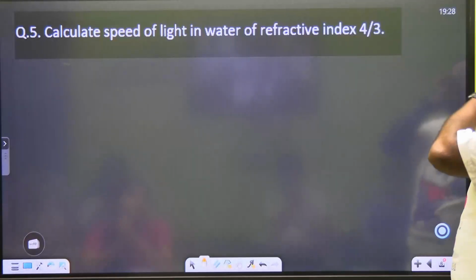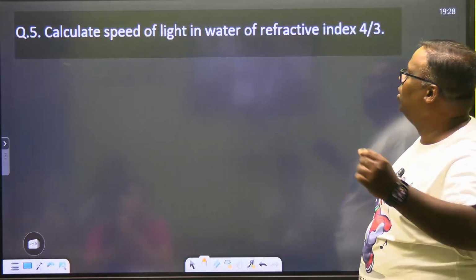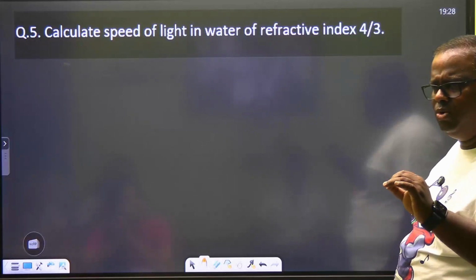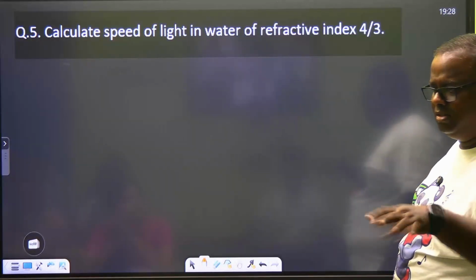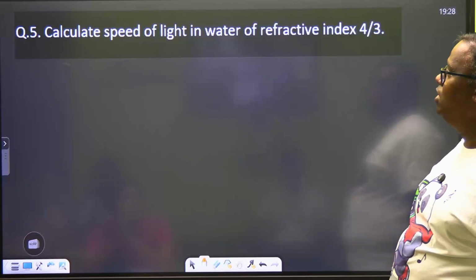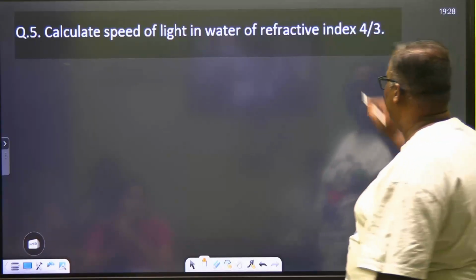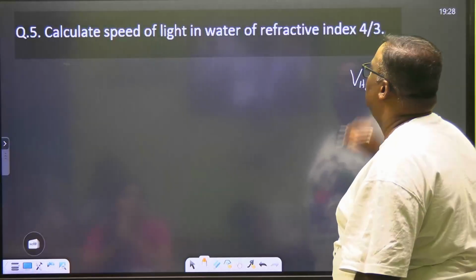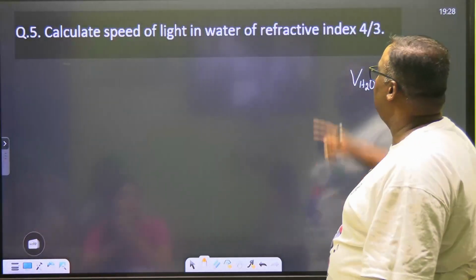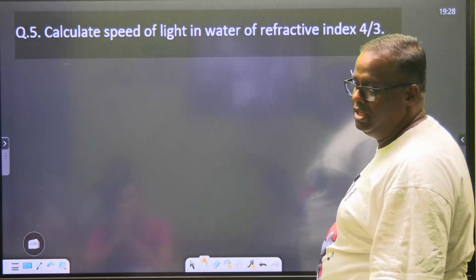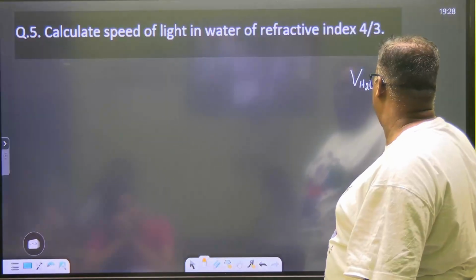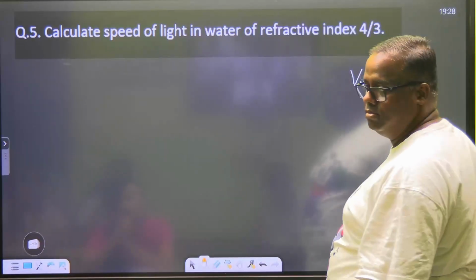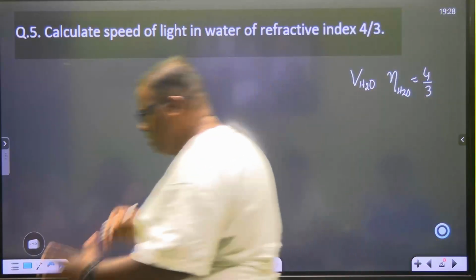Can you now do this? Calculate the speed of light in water of refractive index 4/3. Don't just straight away start taking up your book and getting formulas. What have they asked you? Speed of light in water. Basically, the question is asking me to find V of H2O. And they say that the refractive index is 4/3. That means eta H2O is a value which is 4/3. Agreed?